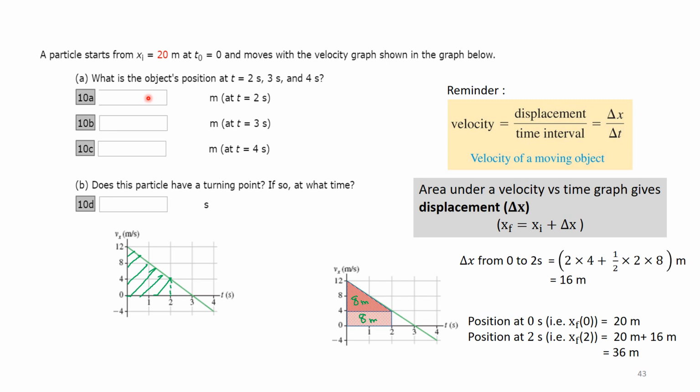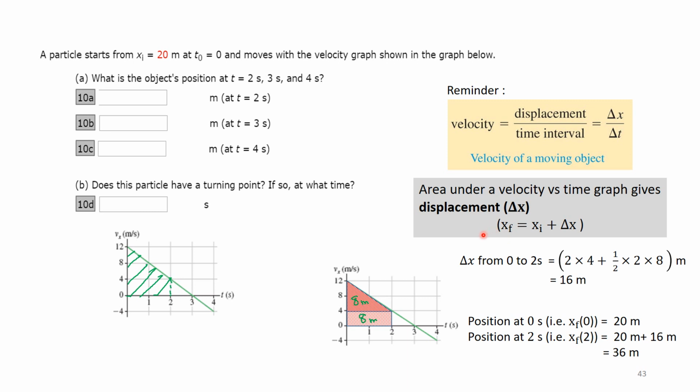But the answer is not 16 meters. The answer is asking for the object's position. So the initial position is 20 meters, and the delta x is 16 meters. If you know the initial position and the delta x, you can find the final position from this equation, right?